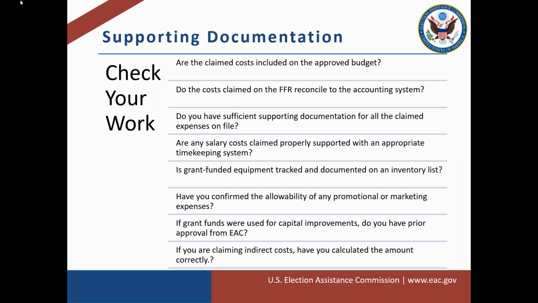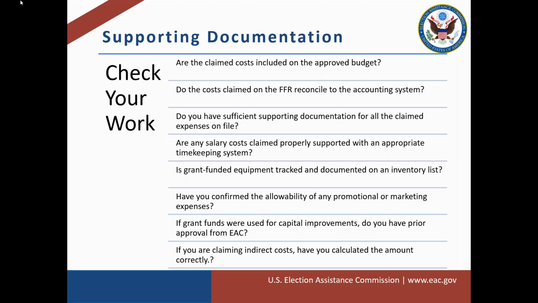Is it on file? And are the salary costs, if you're claiming them, supported with some kind of appropriate timekeeping system? And this next one is one that is coming up in audits, which is, are you tracking and documenting grant-funded equipment on an inventory list? The Code of Federal Regulations lists the things that you have to be tracking on an inventory list. And for most of you, you will be following your state laws and procedures for inventories.